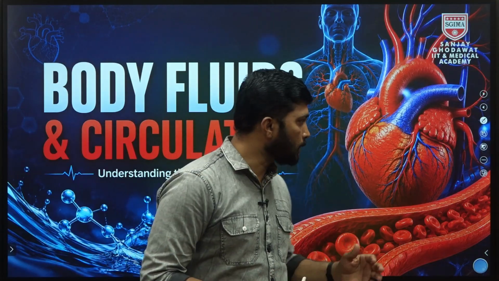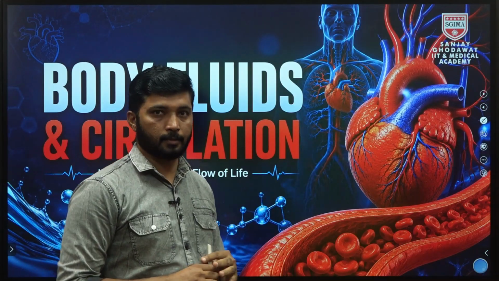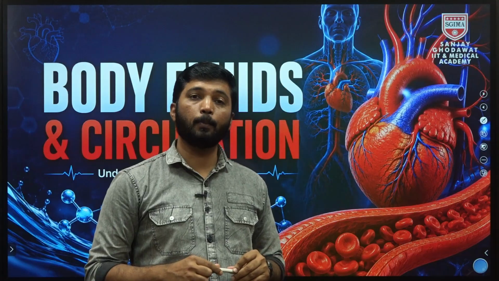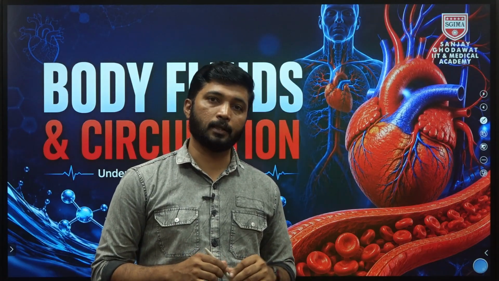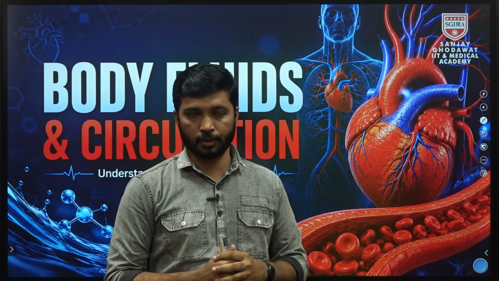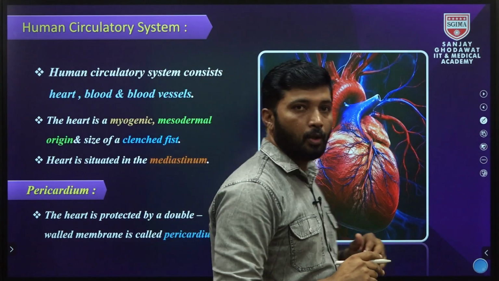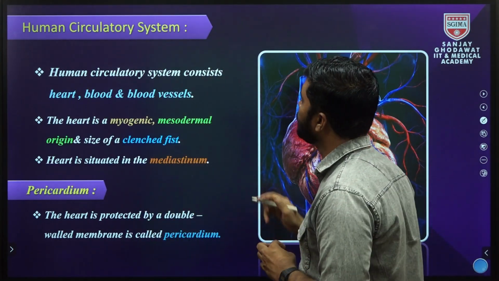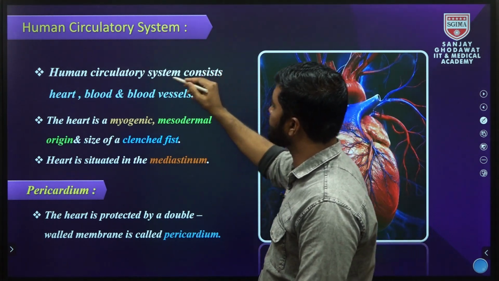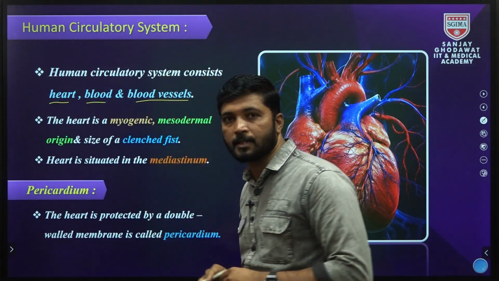The next topic in body fluid and circulation: the human circulatory system. Human circulatory system is a very important and interesting topic in the body fluid and circulation. It's the main topic, and objective-wise very important. The human circulatory system consists mainly of the heart, blood and the blood vessels.